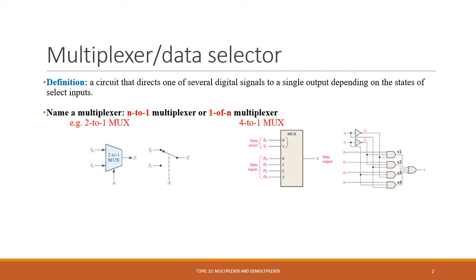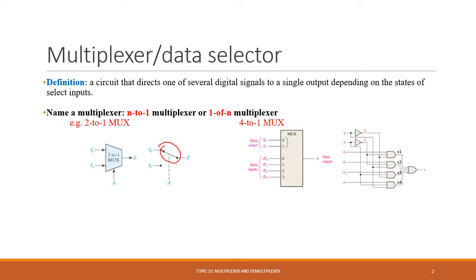Multiplexer, sometimes also called data selector, is defined as a circuit that directs one of several digital signals to a single output, depending on the states of the selected input. So basically, for the multiplexer, we should have multiple inputs, and we have only one output. Here are the data input and data output, and we also have some select input. This select input works like a controlled switch.